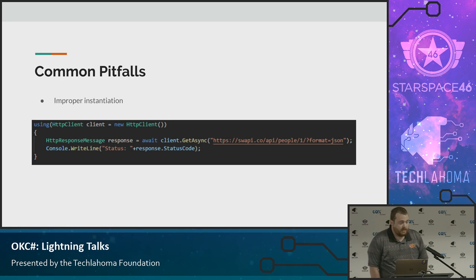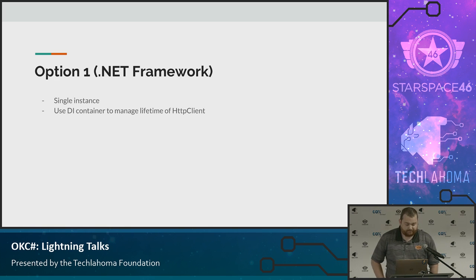So this is a common pitfall that people have, is they will new it up in a using statement. A lot of people do this because it implements IDisposable. But what they don't know is every single time that you new up HttpClient, it registers a new socket. So we have a couple options on how to prevent this from causing a socket exception in your application or preventing other applications on your server from running.